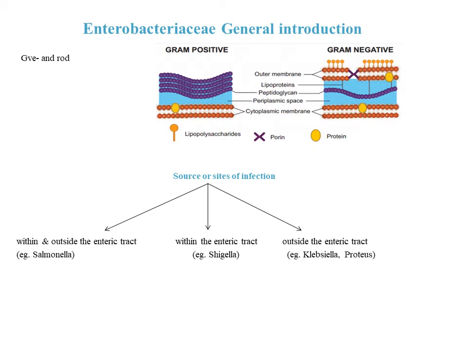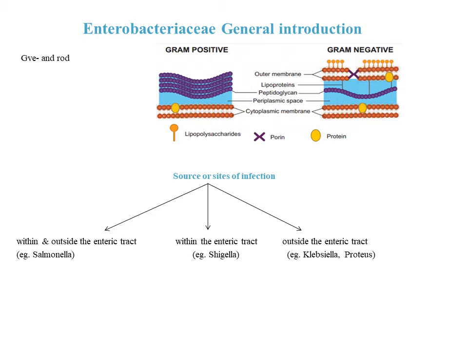Depending on the site or the source of infection, Enterobacteriaceae are classified into 3 groups: pathogens within and outside the enteric tract, and an example is Salmonella. The second group, pathogens within the enteric tract only, like Shigella. The third group, pathogens outside the enteric tract, such as Klebsiella and Proteus.